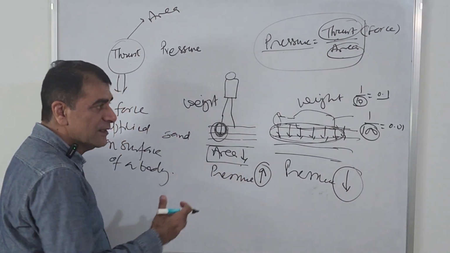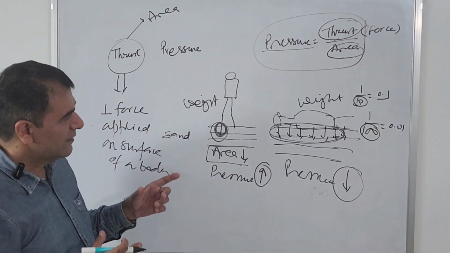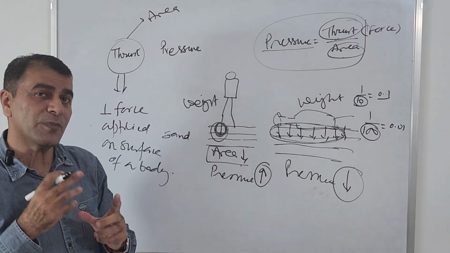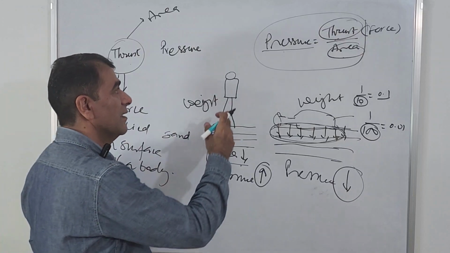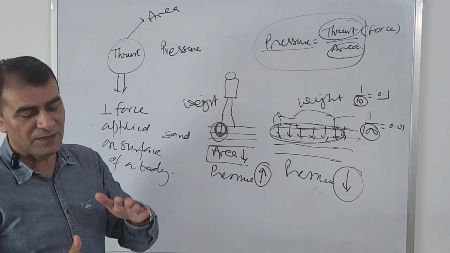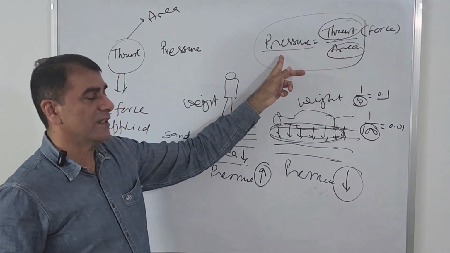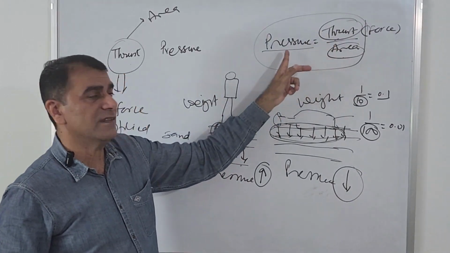So what did we learn today? We learned that there is something other than thrust which matters, and that is nothing but the area of contact between the body and the surface. If the area is small, pressure is large. If the area is large, pressure is small.